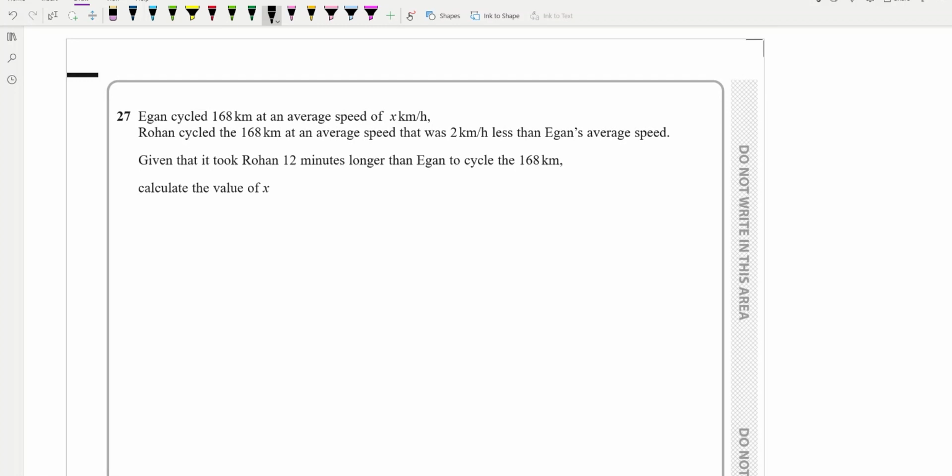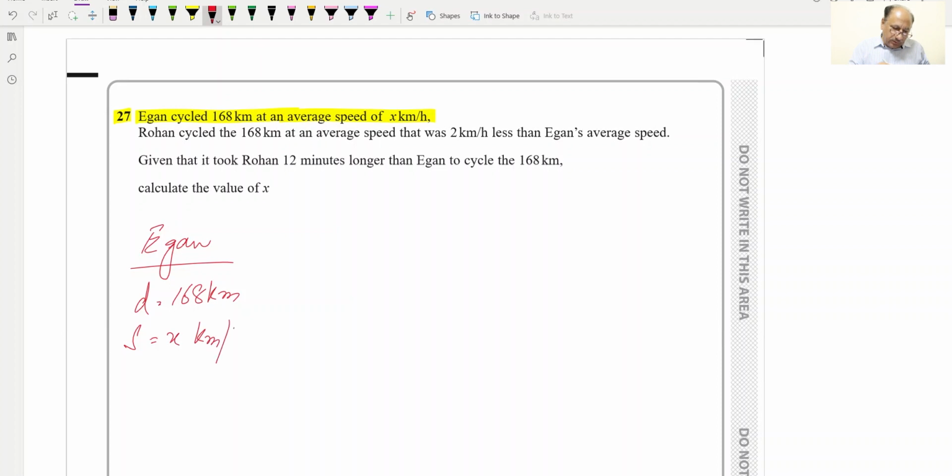Hopefully you understood this. Question number 27. Egan cycled 168 kilometers at an average speed of x kilometers per hour. So for this information, we can copy here. Distance is 168 kilometers, and speed is x kilometers per hour. We don't have the time basically, so we can take time as t.